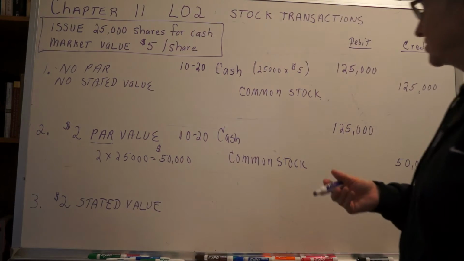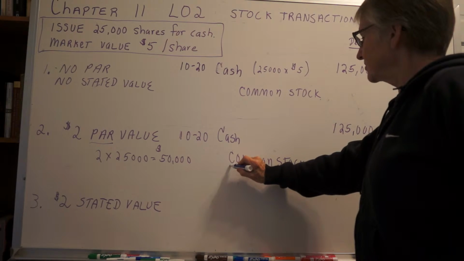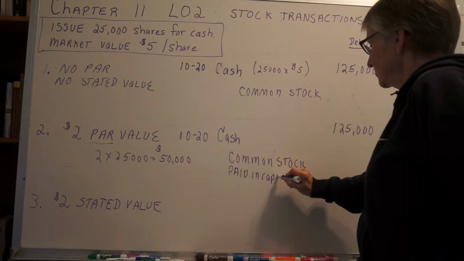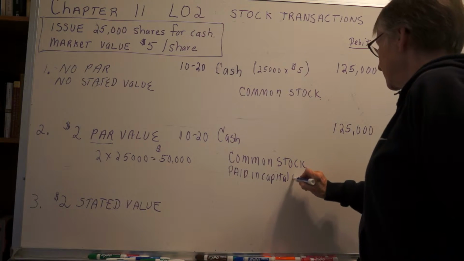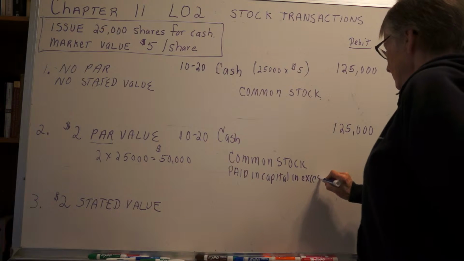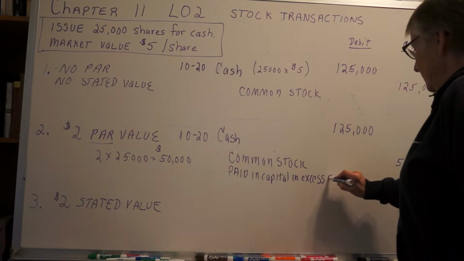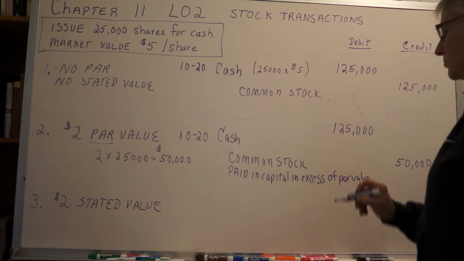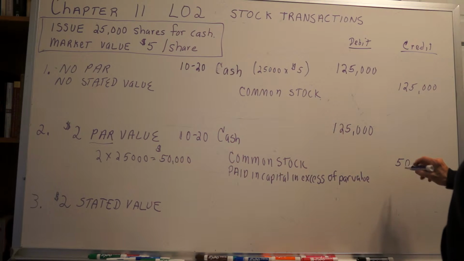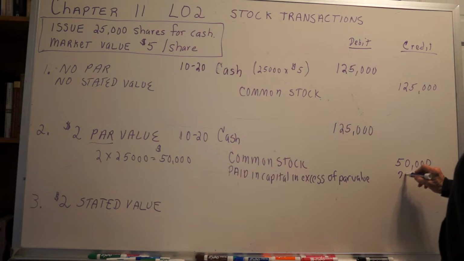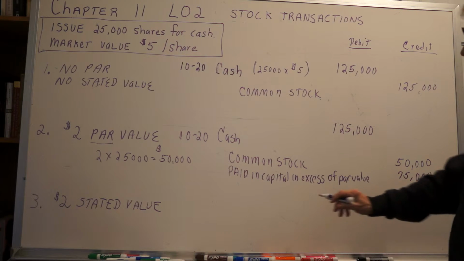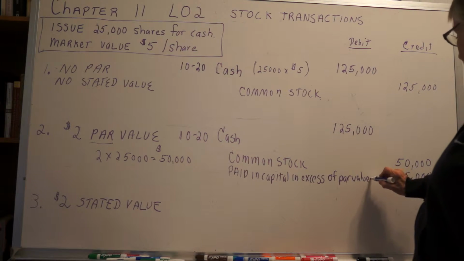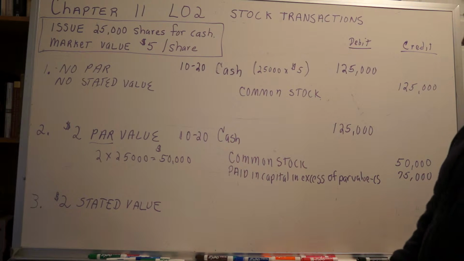The rest we need another account for, and we're going to call that paid in capital in excess of par value. This is kind of a long account, and I don't think I've left enough room, but we'll see. That would be for the difference, which in this case would be $75,000. So this is the amount attributed to common stock, and this is the amount over and above that. I usually denote that it is common stock rather than preferred.